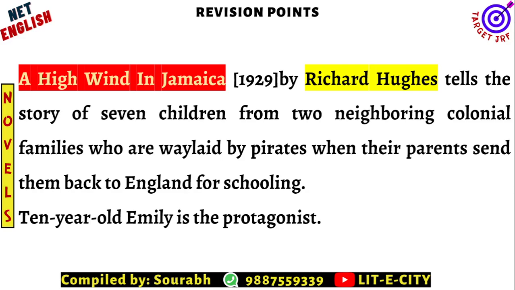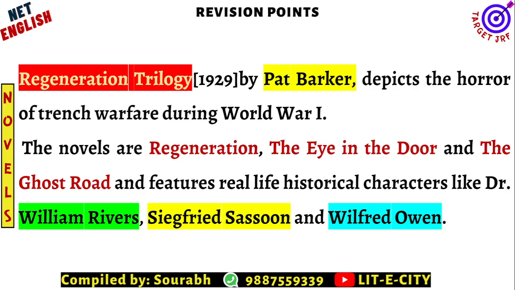A High Wind in Jamaica, published in 1929 by Richard Hughes, tells the story of seven children from two neighboring colonial families who are waylaid by pirates when their parents send them back to England for schooling. Ten-year-old Emily is the protagonist. Now you can understand that it is a novel which we can say presages the very famous novel Lord of the Flies by William Golding.